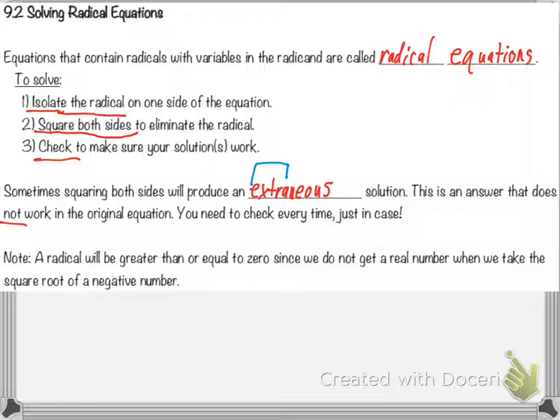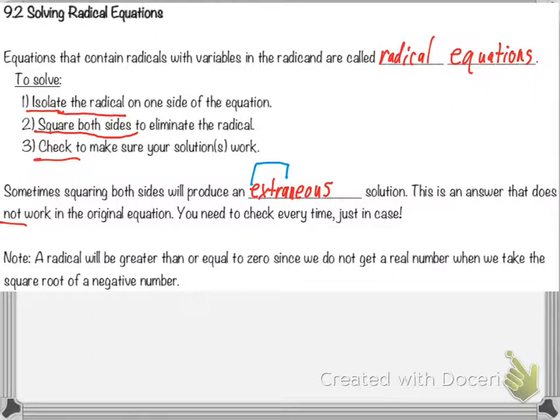So a little note here, a radical will be greater than or equal to 0 since we do not get a real number when we take the square root of a negative number. Okay, you can't take the square root of a negative number and get a real number because nothing times itself will become negative. Only something times itself, because it has the same sign, whether it's both negative or both positive, will end up being positive.